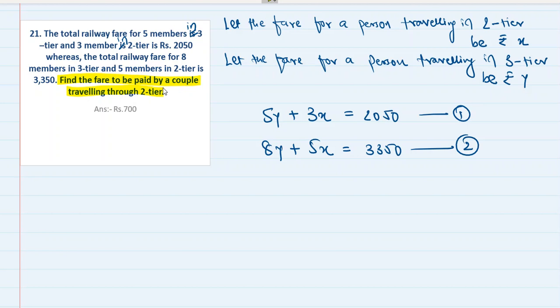So if you solve this, find the value of x and y, but you are concerned with only the value of x. X is the fare paid by one person in traveling in 2 tier. You need to find the total fare to be paid by a couple, that is two people traveling in 2 tier. So basically you find x and then you multiply x with 2 and you get the total answer, that is the final answer. Please pause the video, solve this to find x and y.